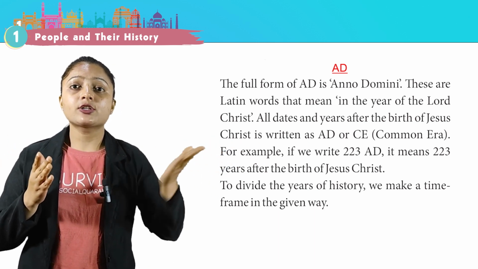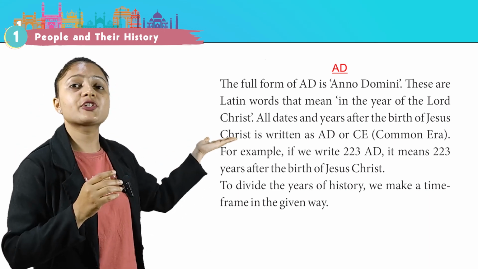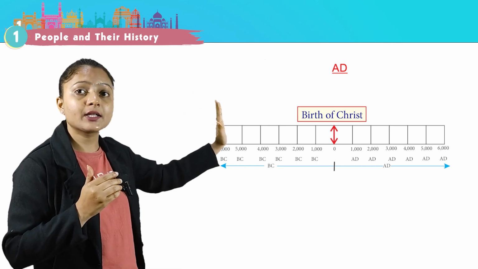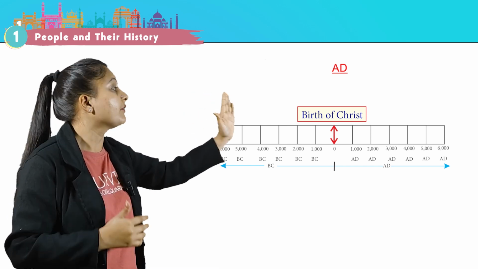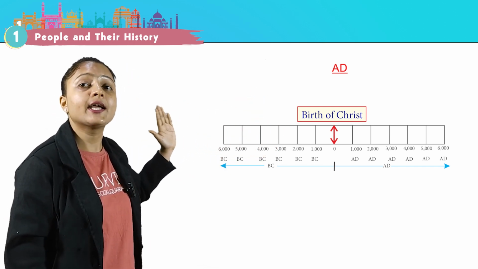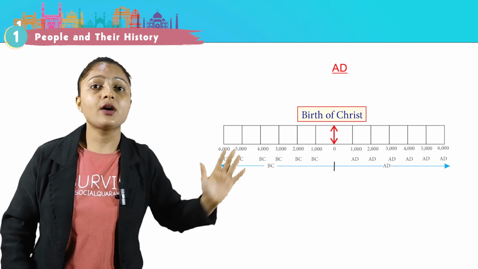To divide the years of history, we make a time frame in the given way. Look at this picture here. This is how we divide time. The birth of Christ in the middle. After the birth of Christ, we count our Common Era, AD, and before the birth of Christ, in a backward manner, we count the BC, before the birth of Christ.